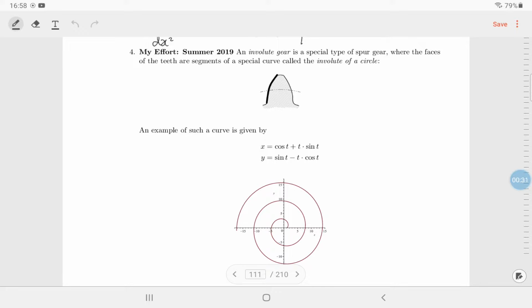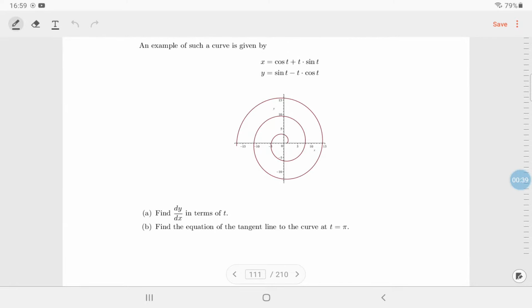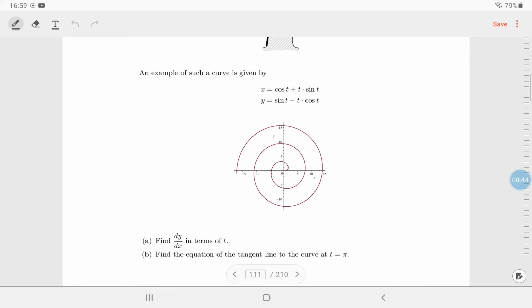So now you're back. I've assumed that you've tried this. Let me go through the solution. Okay. So this is the curve. And what's the question? Find dy dx in terms of t. Find the equation of the tangent line. Now we might do a little bit with the picture here. We'll look at what's happening at t equal to pi.